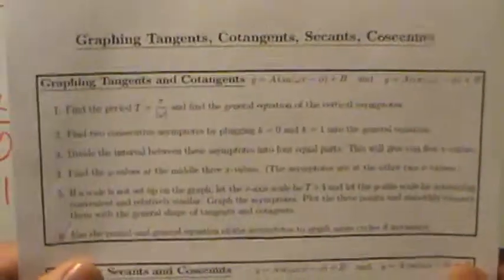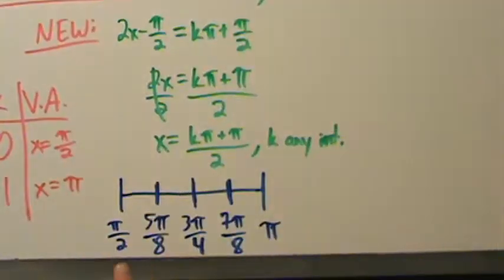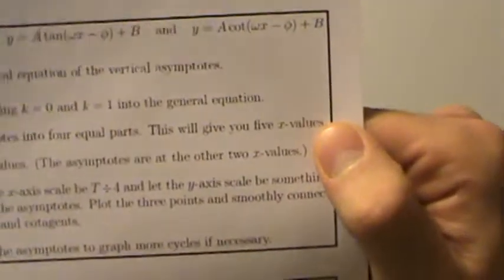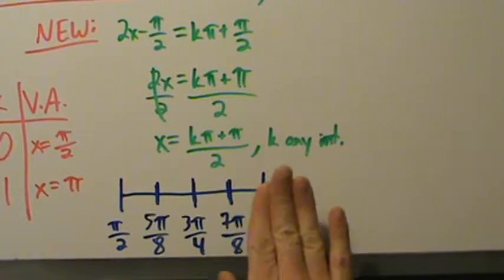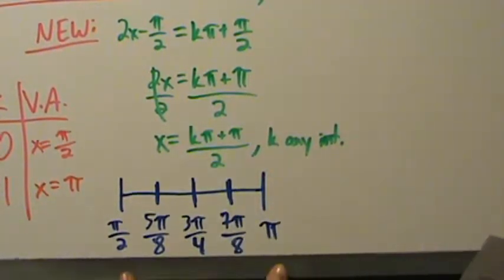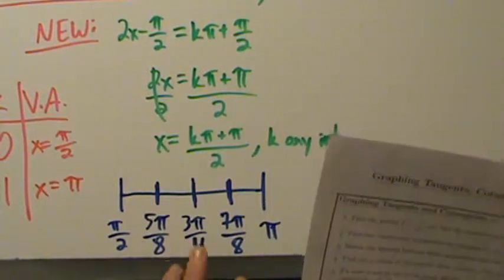Okay, so that was: divide the interval between these asymptotes into 4 equal parts. That's what we just did, and this will give you 5 x values. So now we have 5 x values. We started with 2, we already had pi over 2 and pi at the beginning, but now we have 5 total x values. But the pi over 2 and the pi don't really matter now. So for step 4, all that really matters are these 3 in the middle.